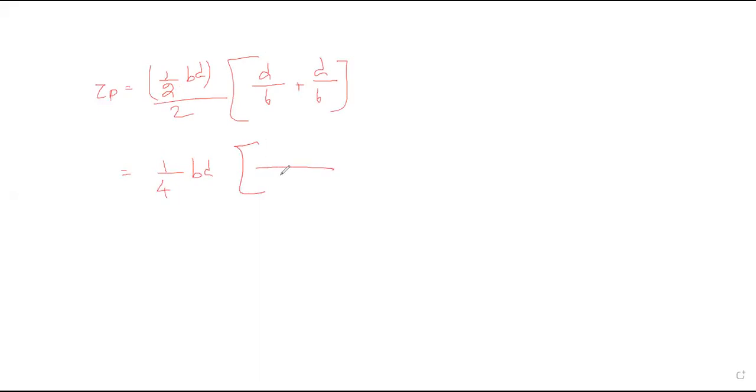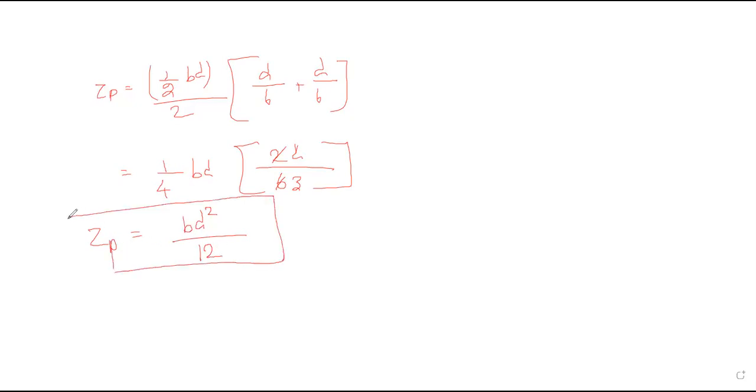So ZP becomes A by 2, where the area is half into B into D, divided by 2, into D by 6 plus D by 6. Therefore 1 by 4 times breadth into depth into 6, if I take it as common, then it becomes 2D. Then 3. So the total value of ZP becomes BD squared divided by 4 into 3, that is 12. This is the value of ZP.